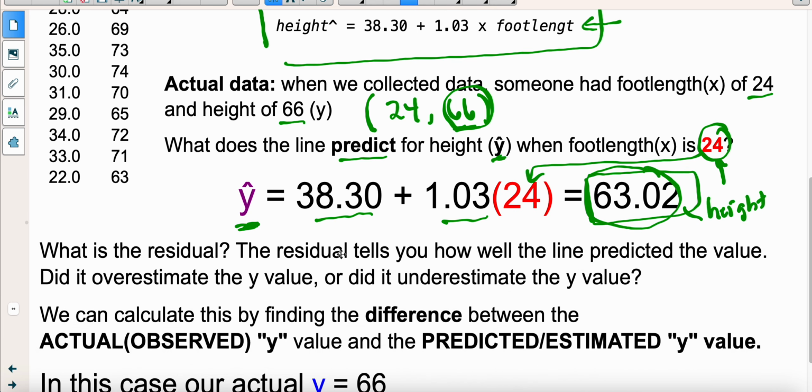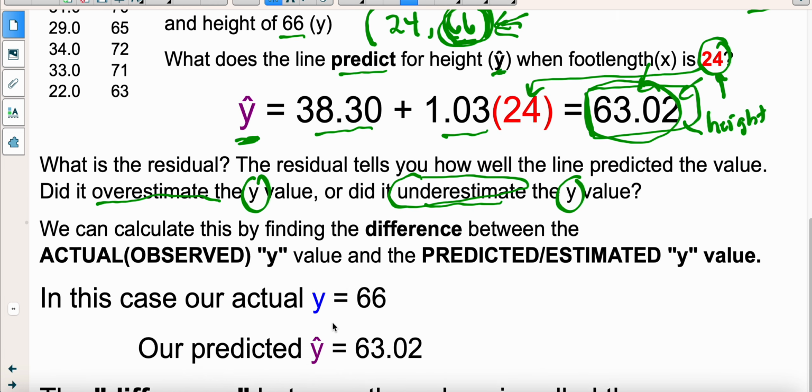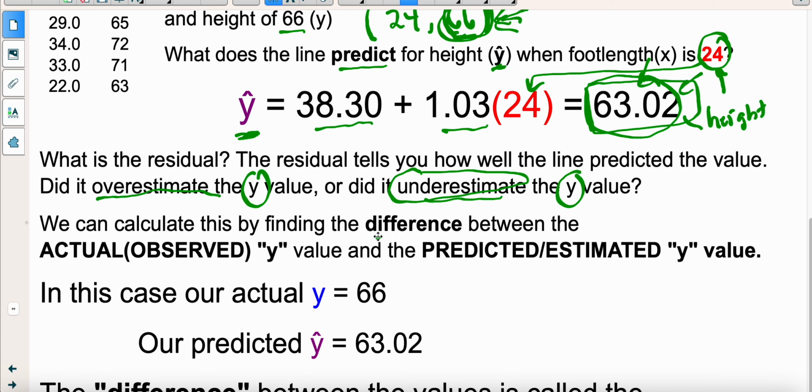So what is the residual? Well, the residual is just wanting you to see what was the difference between what I actually observed and what the line predicted. What's the difference between those two? And did the line overestimate the Y value, or did it underestimate the Y value? So in this case, even before we do the math, here's my actual value, 66. The line predicted something less than that, 63. We already can kind of see that it underestimated the Y value. But let's calculate the difference between those two values.